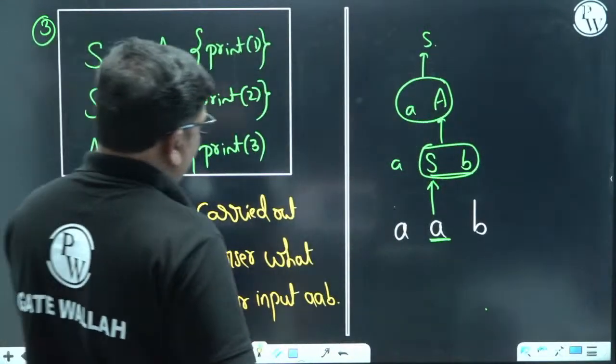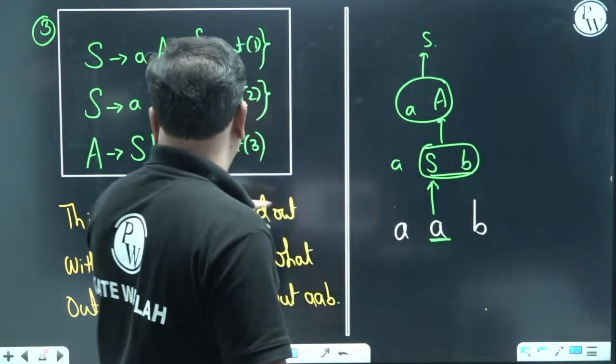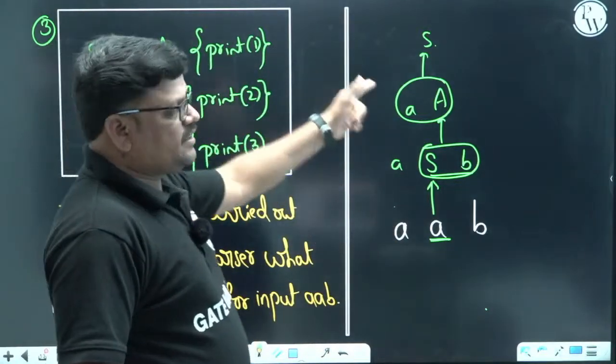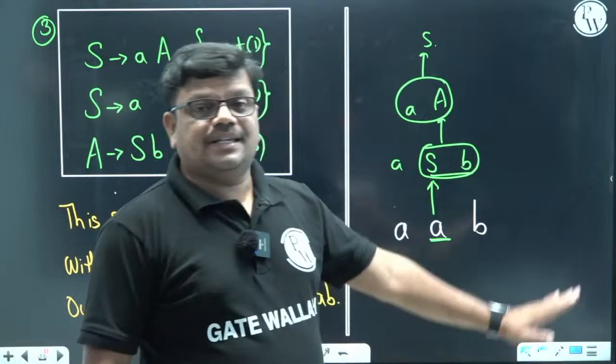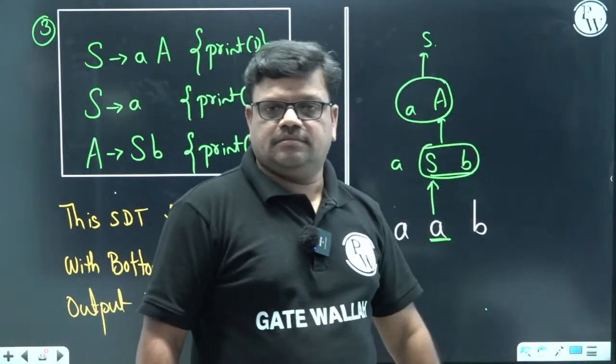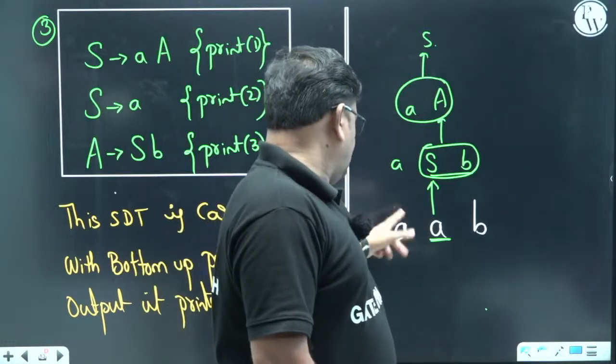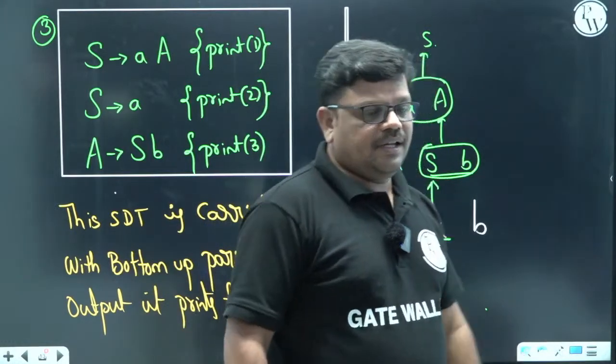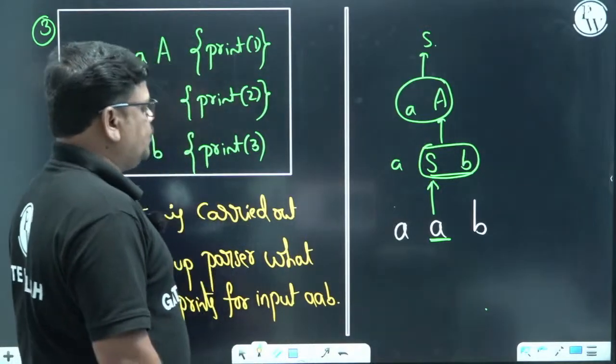Some students will do this A first. They will reduce this to S. Then you don't get the starting symbol. Whichever path gives the starting symbol, those are our sequence of handles. If you reduce the first one, that is not a handle. So that is the bottom up parsing concept anyhow.